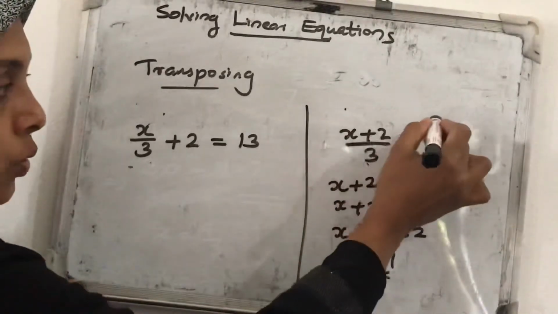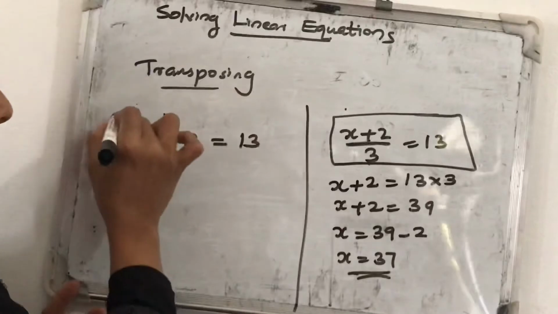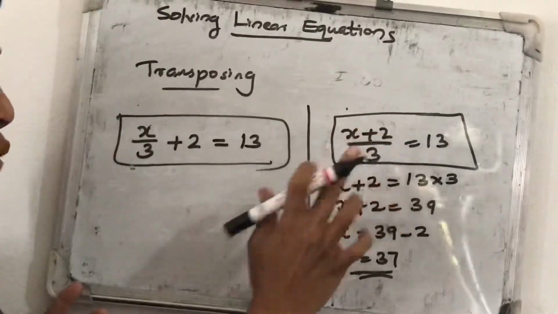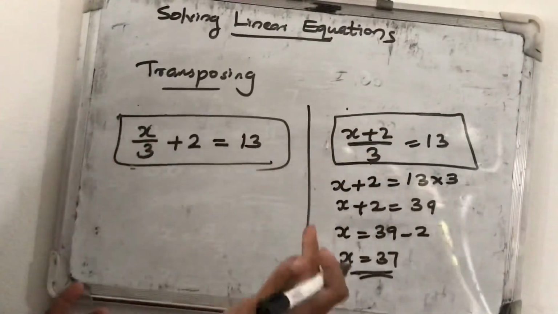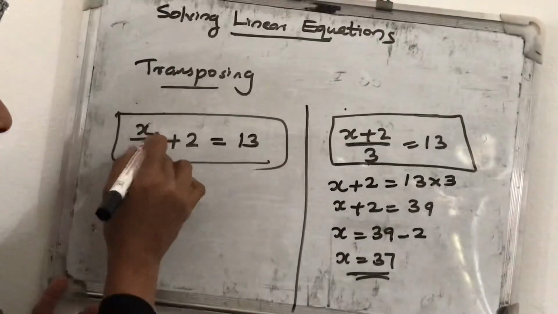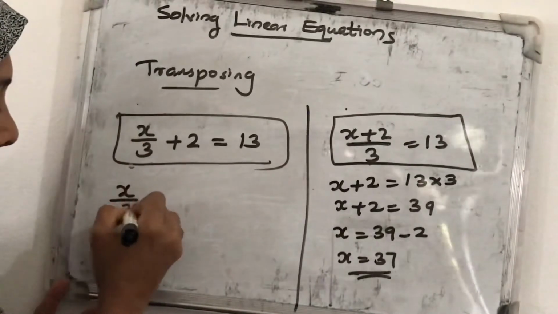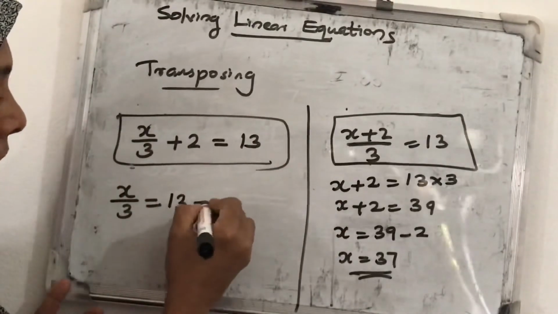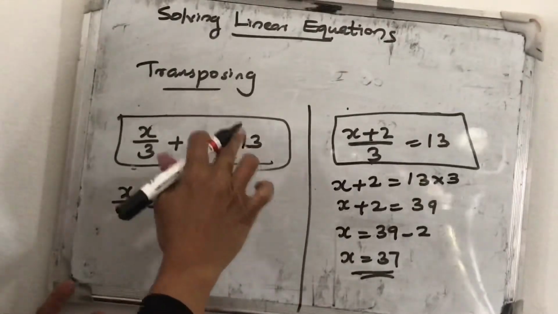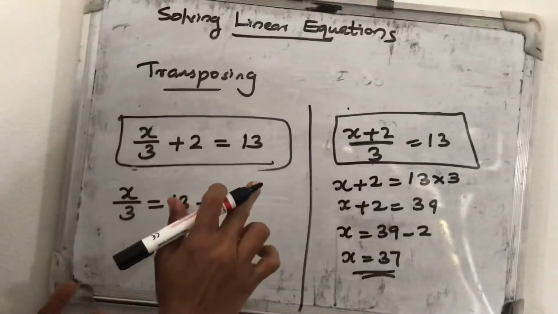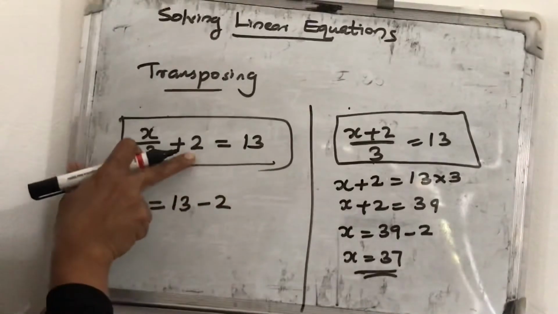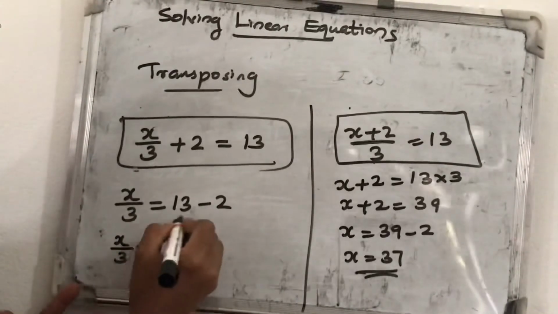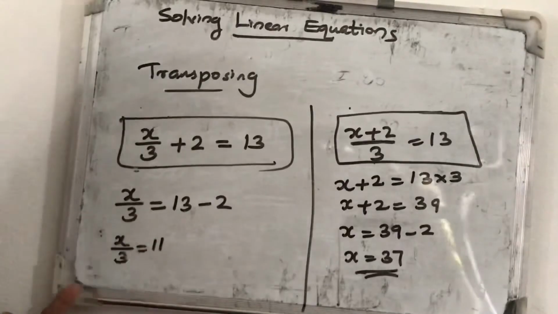In both cases, the two types of equation, how we transpose is different. x by 3 plus 2 is not equal to x plus 2 by 3. So in this case, first we transpose: x by 3 equal, this 2 is transposing there, so its sign will change, 13 minus 2. First we want to write the number that is already on the right hand side, and after that only transpose these terms. Then x by 3 equal 13 minus 2, it will be 11. Okay.